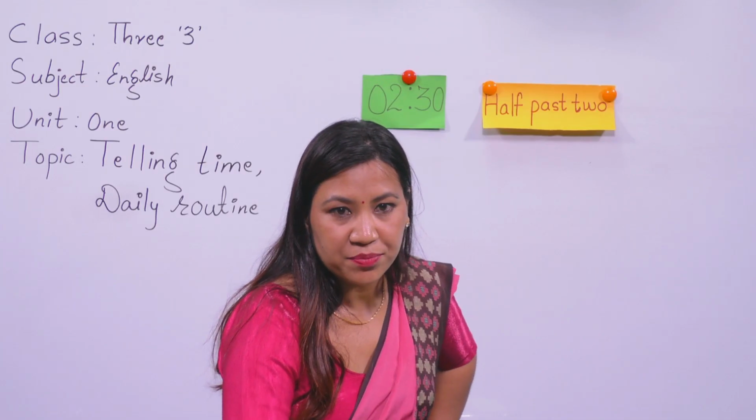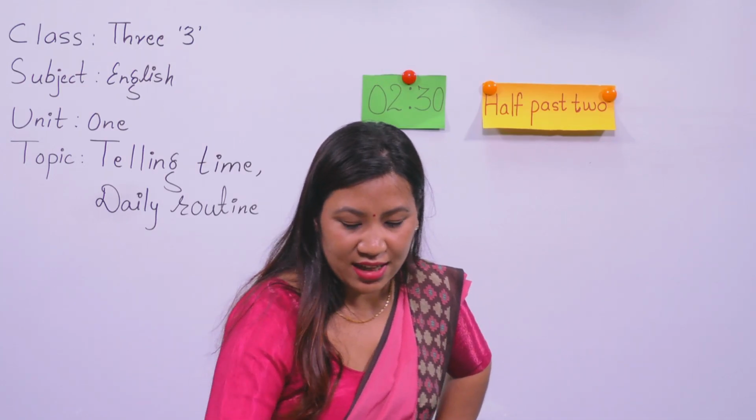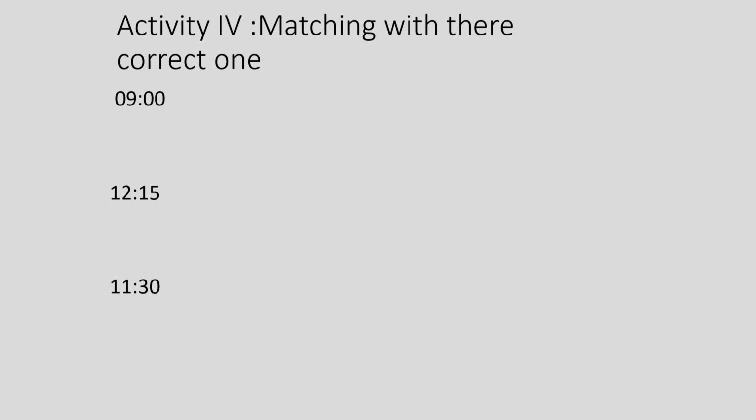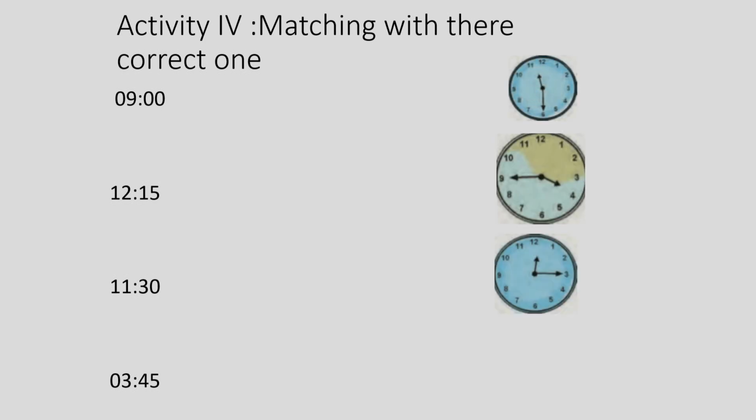After that, here I have brought you an interesting thing. See, two columns are given here. On one side there are numbers and on the other side there are clocks. All you have to do is match with the correct one.